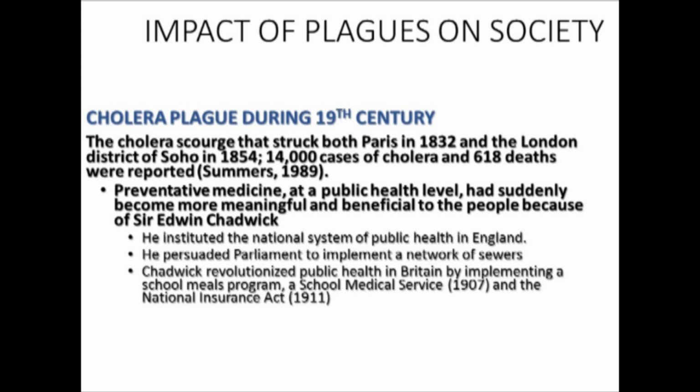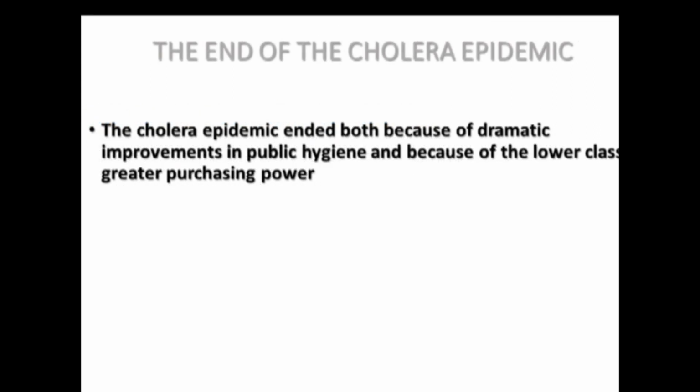Now, what's interesting about the cholera epidemic is that it wasn't really specifically medical interventions that contained the epidemic, because the antibiotics had not yet been devised, but it was really public health measures taken by Edwin Chadwick in the late 19th, early 20th century. Most notably, the most influential was the national system of sewers and waterways that were modernized in London, and the same technology then moved over into the United States. So historians conclude quite accurately that the cholera epidemic ended both because of a dramatic improvement in public hygiene and because of the lower classes' greater purchasing power that gave them access to better food and better living conditions.